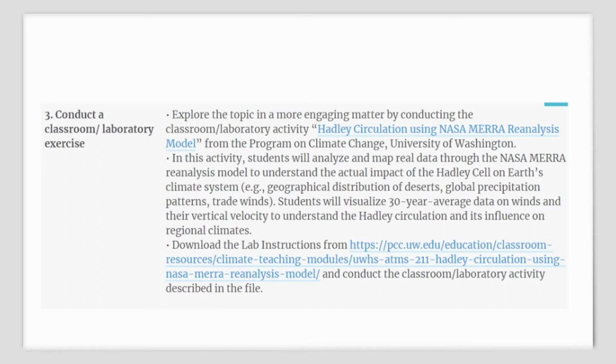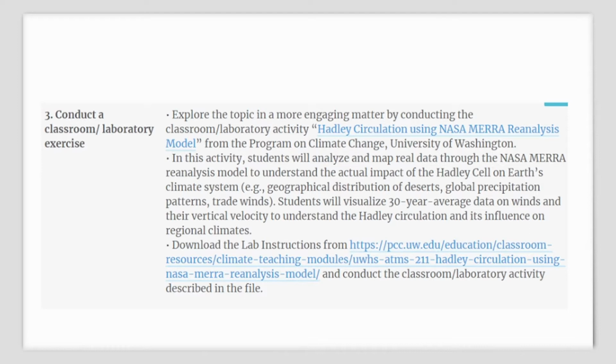Next, you can choose to conduct a classroom or a lab activity. You can explore this topic in a more engaging manner with your students by conducting a classroom lab activity titled Hadley Circulation using NASA MERRA reanalysis model from the program on climate change at the University of Washington. In this activity, your students will analyze and map real data through the NASA MERRA reanalysis model to understand the actual impact of the Hadley cell on Earth's climate system.